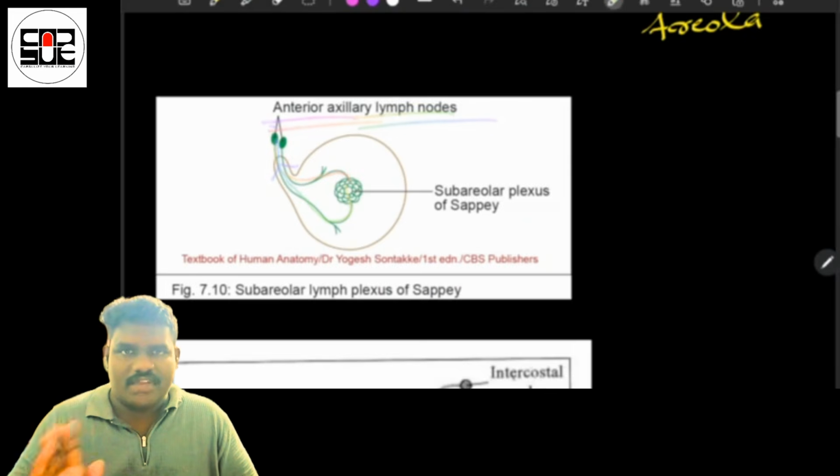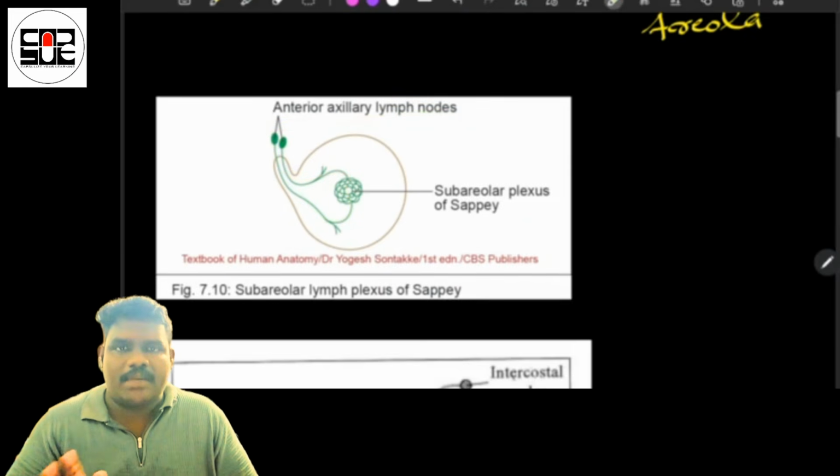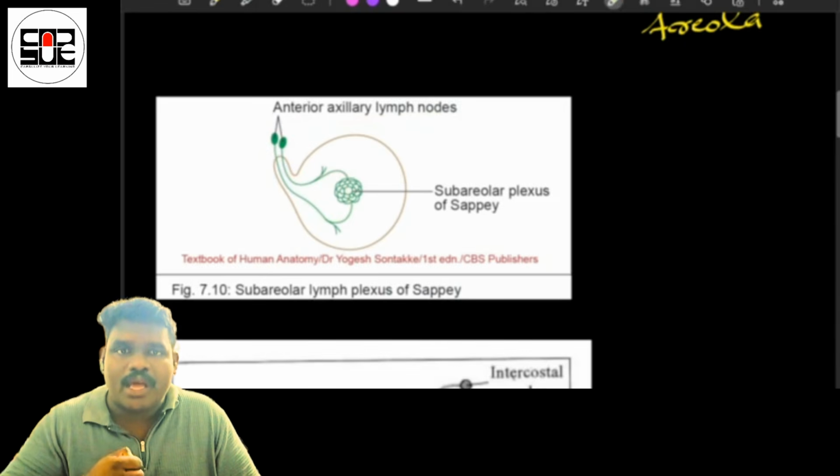First, after drawing this figure, describe the subareolar plexus of Sappey. It means a group of lymph vessels deep to the areola, and from the subareolar plexus of Sappey, it is draining towards the anterior axillary lymph nodes.